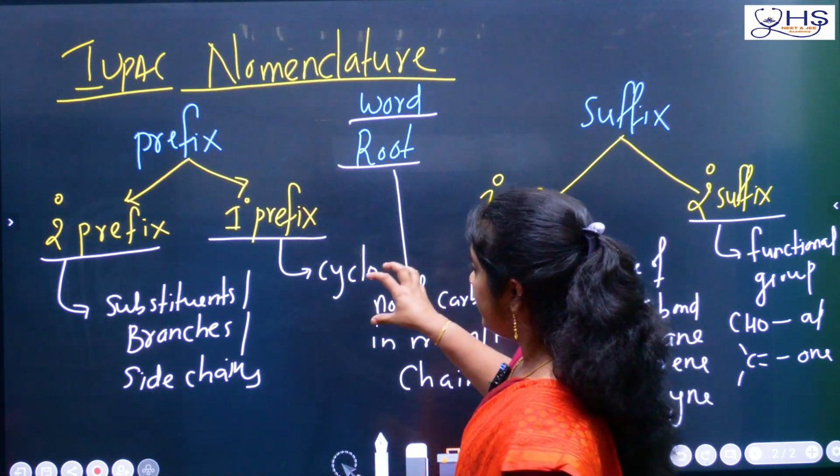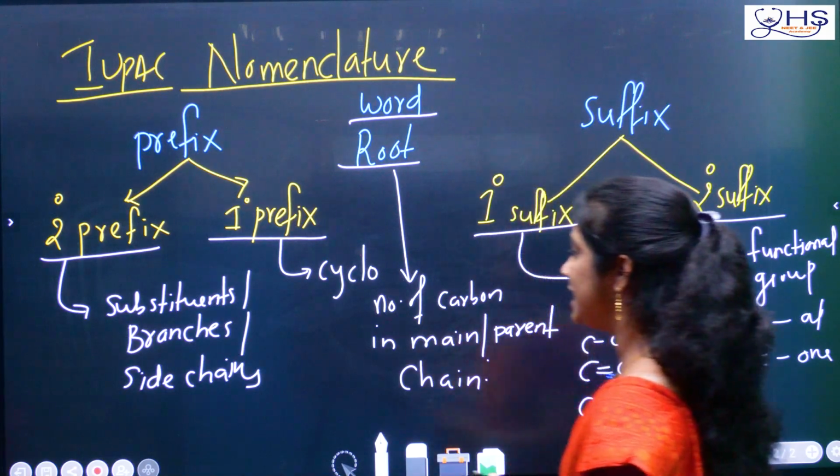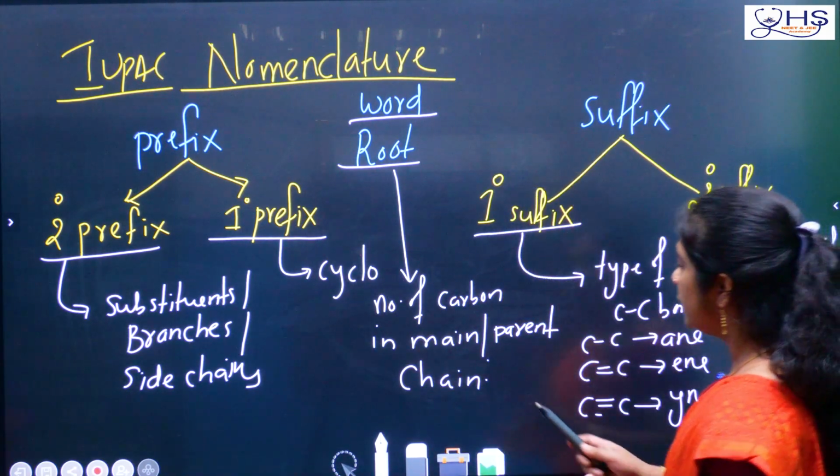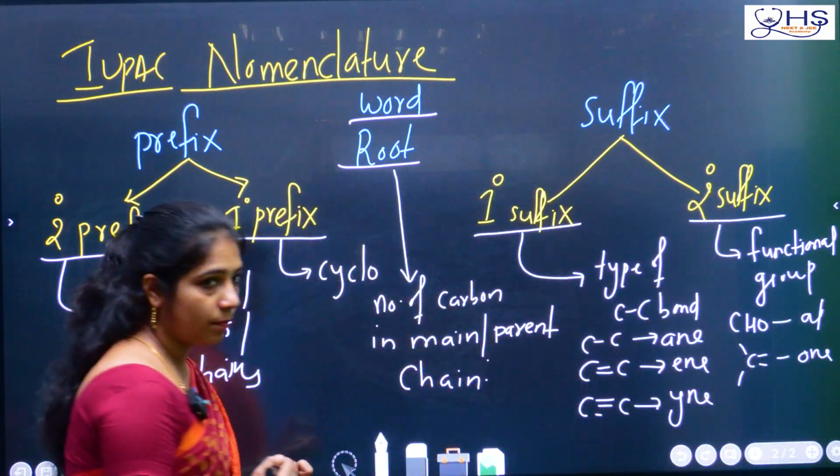What is the primary prefix? Primary prefix will only be used for cyclic compounds, in the form of cyclo. The word root indicates the number of carbons in the main chain or parent chain.